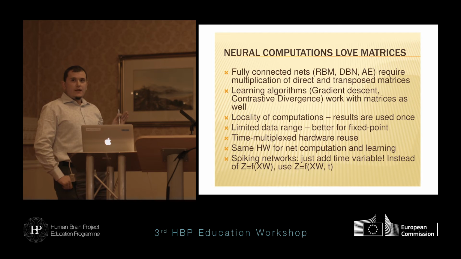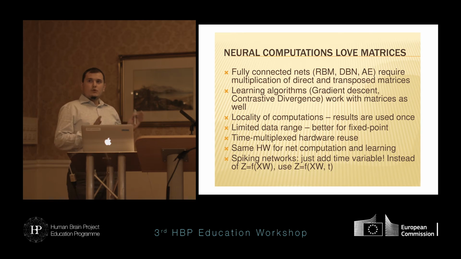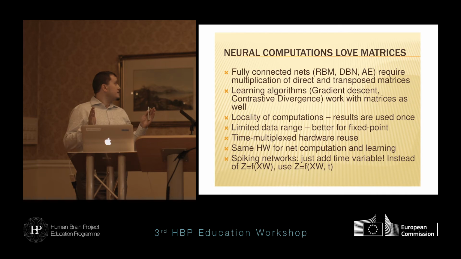Also, neural matrix computations have some interesting properties. First is the locality of the computations. Normally, when we are computing the state of one layer, we are immediately reusing the result to compute the state of the next layer. We don't have to store lots of intermediate results, so it reduces the amount of memory that we need.